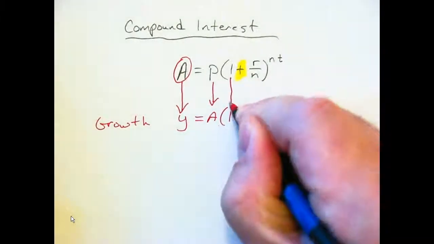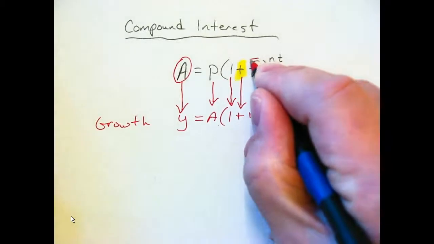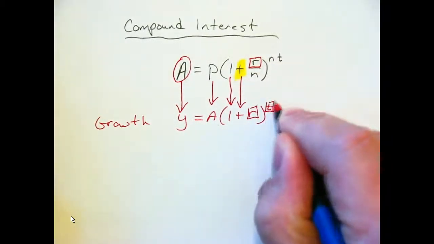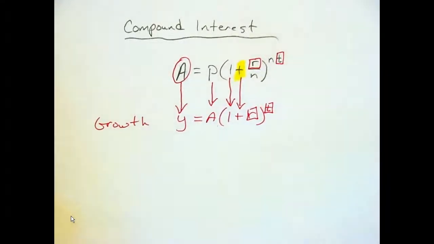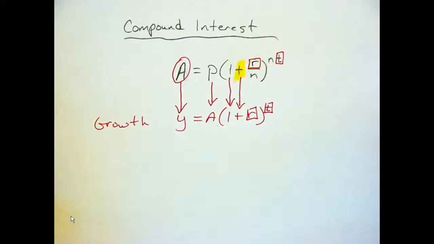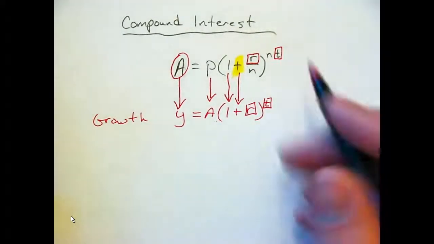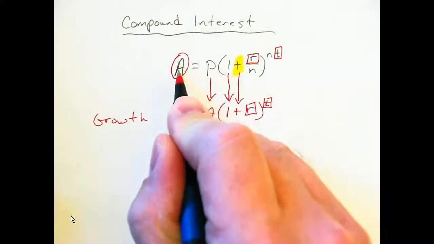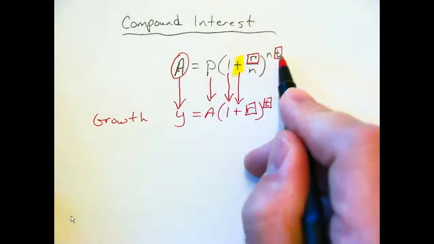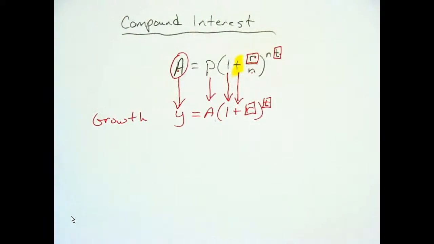The ones are the same. The pluses are the same. This R and this R are the same. This T and this T are the same. What are the only differences that this has that this one doesn't? Good. The ends. The number of times we compound something. So to define our variables, this is amount, this is principal, this is rate, this is time, this is the number of compounding periods. Okay?